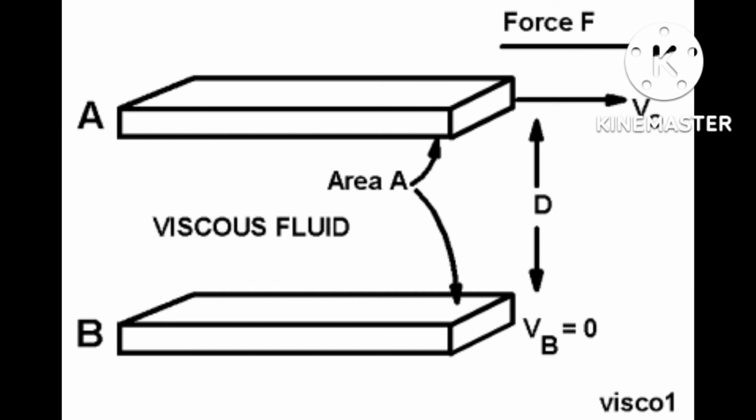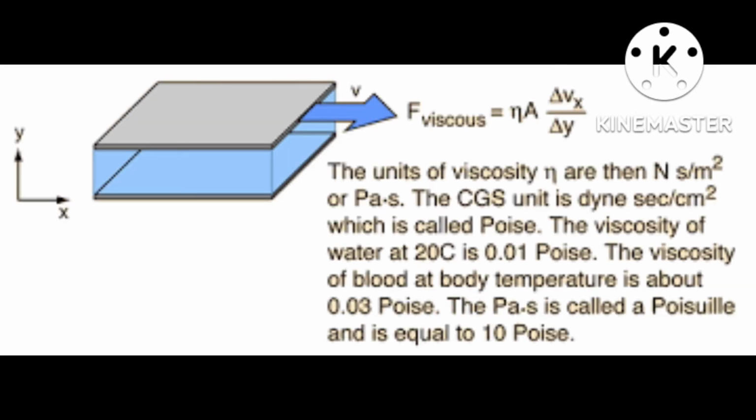Now the main thing in short: the greater the viscosity, the more slowly the liquid flows. This is very, very important. If viscosity is more, flow will be less, the liquid will flow slowly, and the reverse case. Keep this in mind, because generally all students get confused. More the viscosity, less the flow.